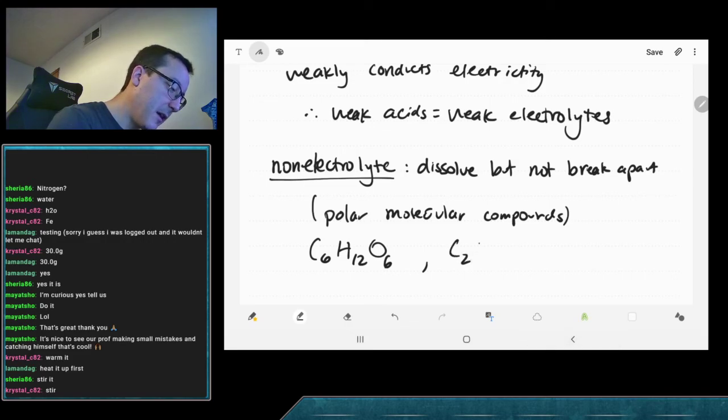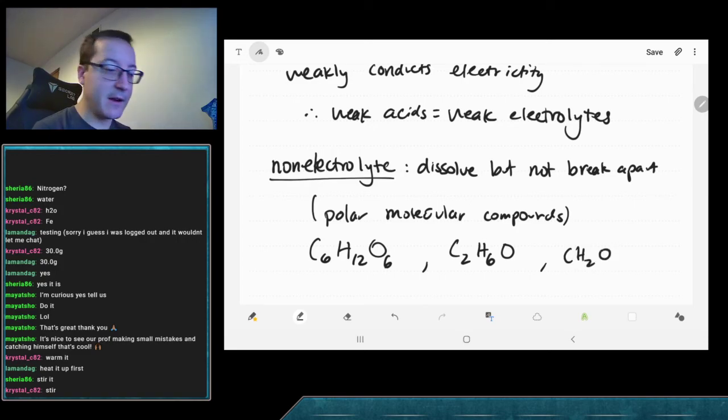This would also be something like ethanol, which we saw before, or formaldehyde. These molecular compounds that are polar will dissolve in our water, but they're not going to form ions in the water. So they do not break apart. The molecules stay the way they are.